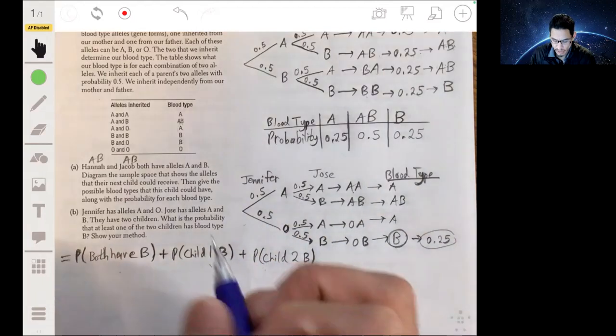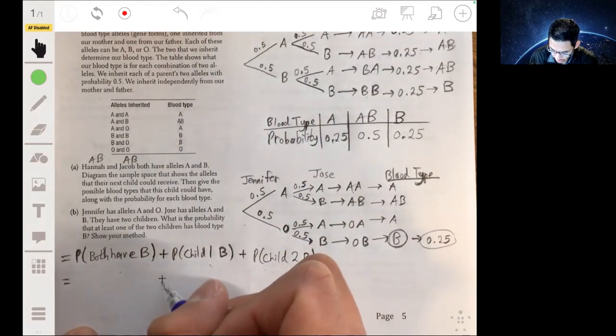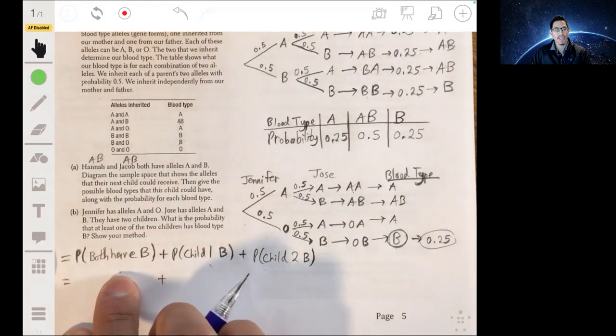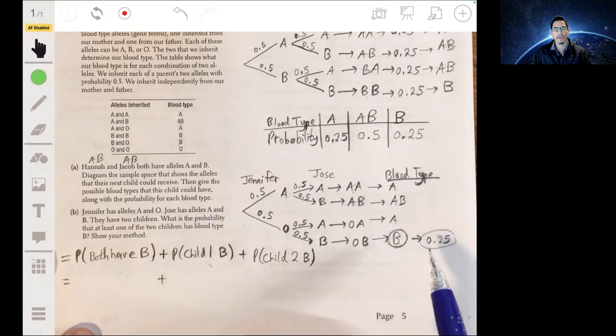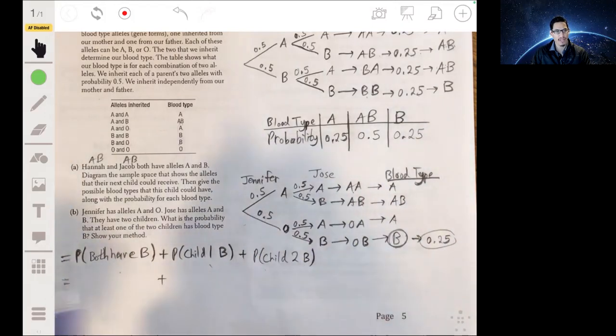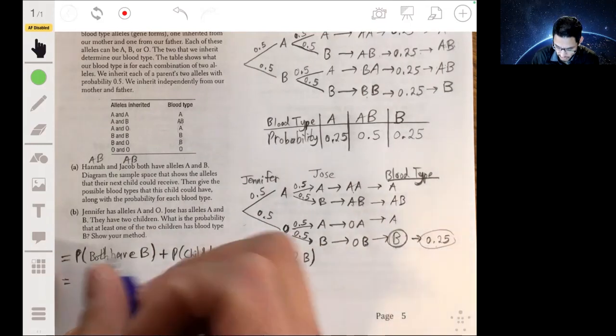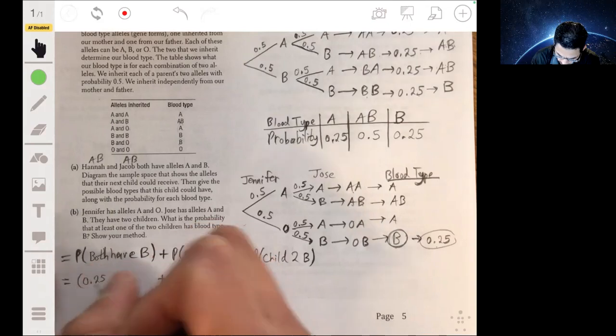Actually, let me talk about this first. The probability they both will have it is going to be 0.25 times 0.25, because remember, they inherit independently. Whatever blood type one child gets is not going to change or affect the probability of the blood type that the second child will get. It has nothing to do with the other child. They're independent. So the probability that they're both going to have blood type B, using the multiplication rule, will be 0.25 times 0.25.